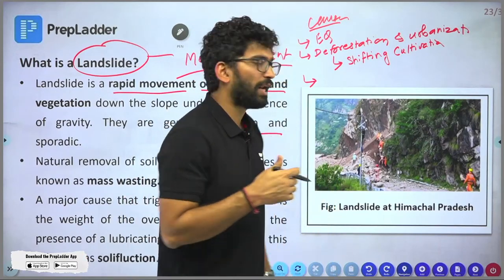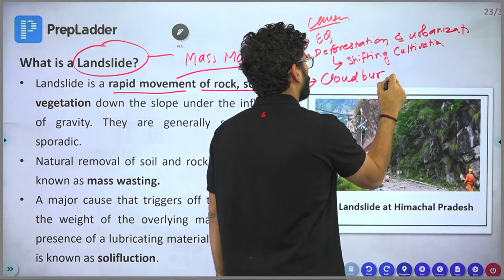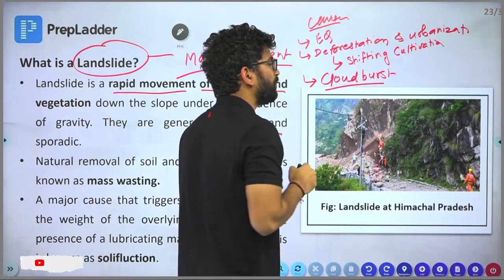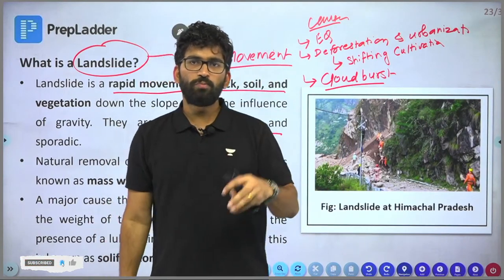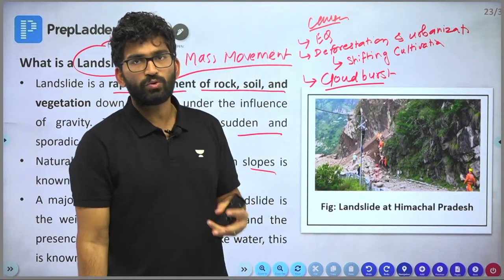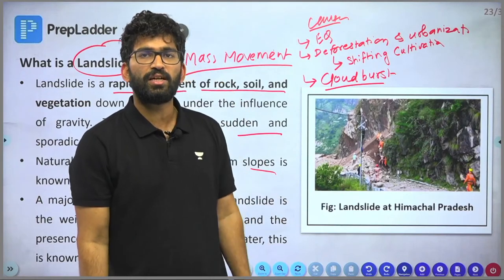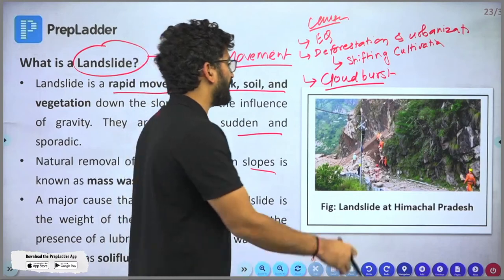Cloud burst can also result in landslide. Why? Because in soft soil, when a cloud burst happens, a huge amount of rainfall takes place, that water would percolate within the surface, the soil will become loose, and ultimately that entire structure would collapse. So cloud burst can also be another reason because of which landslide can occur.